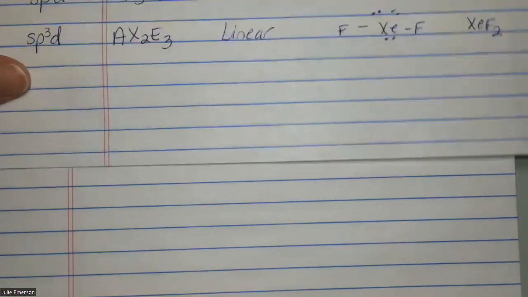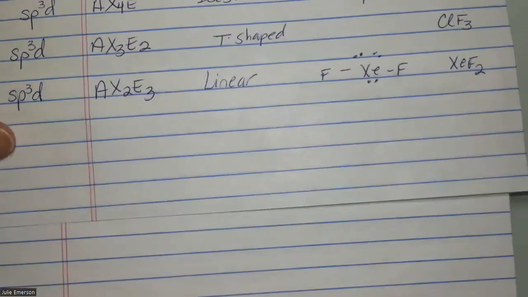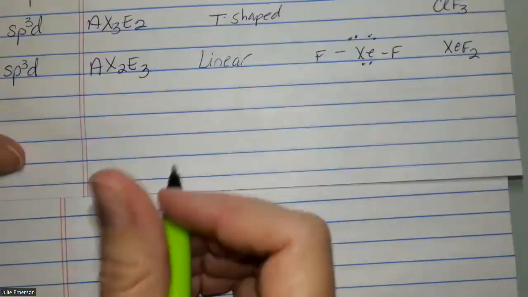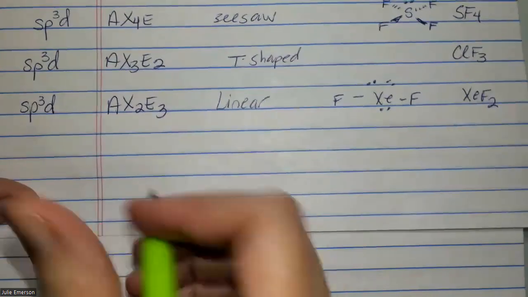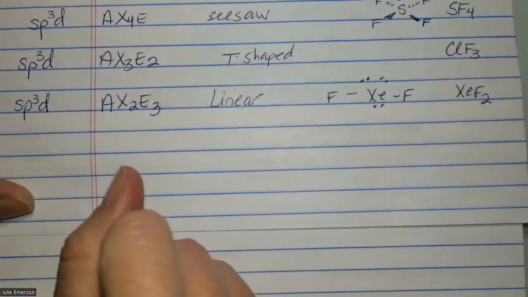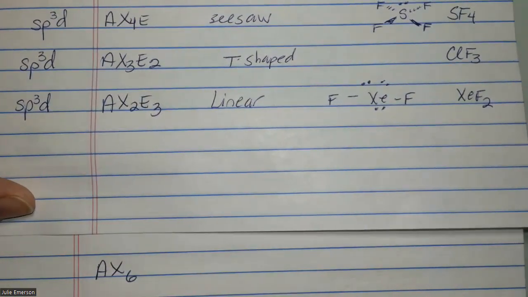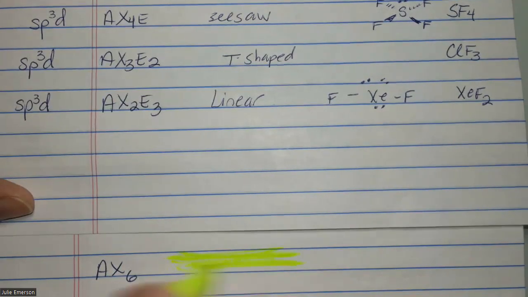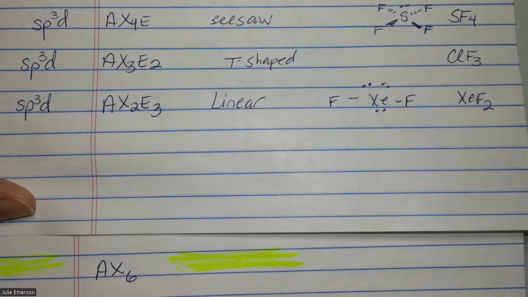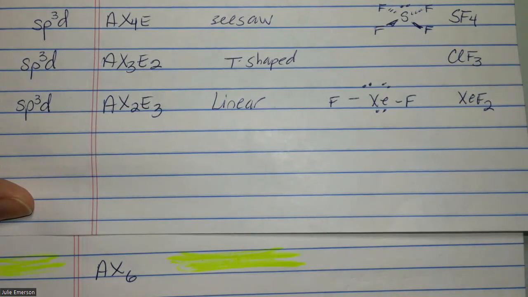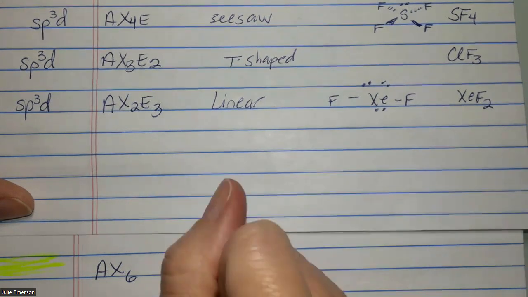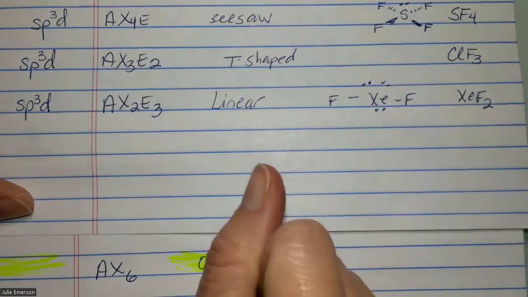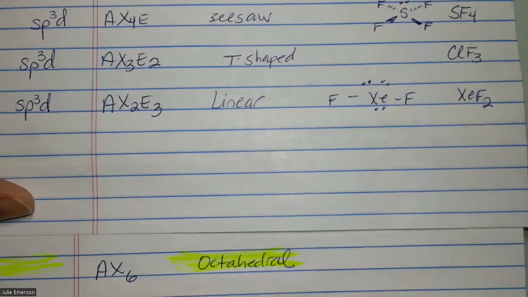Okay, then the last one here we got to do is, and again, I'll scan this and post this on Thursday, is when you have AX6, right? So AX6, I need you to remember that electron group, that molecular shape, when it's AX6 is called octahedral.